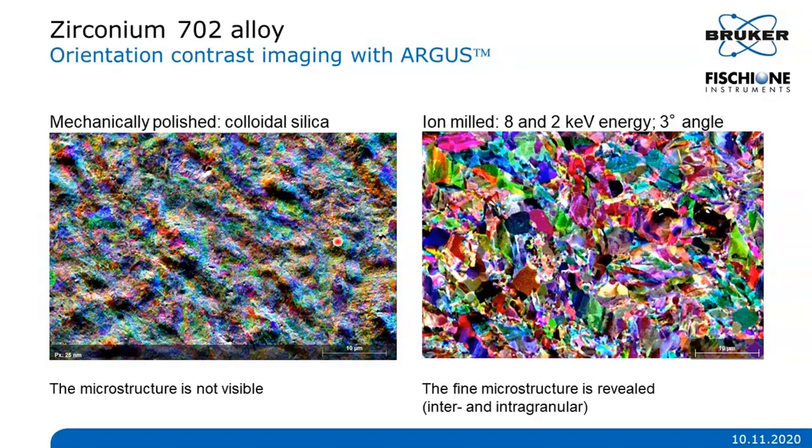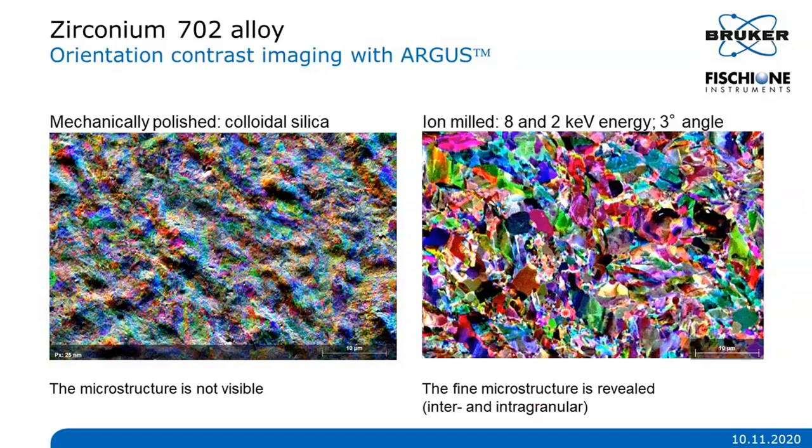This is because zirconium is a ductile material with a hexagonal structure that is damaged very easily during mechanical polishing, forming a thin top surface layer that is very difficult to remove. But in the case of argon ion milling, as you can see in the picture on the right, the fine microstructure is revealed. So you can nicely distinguish the deformed structure and some of the biggest grains here.